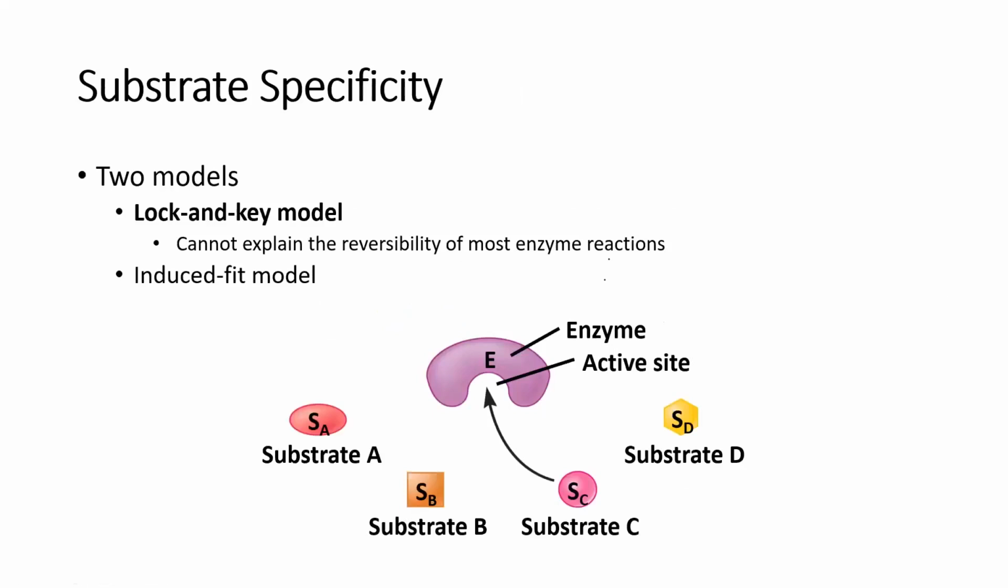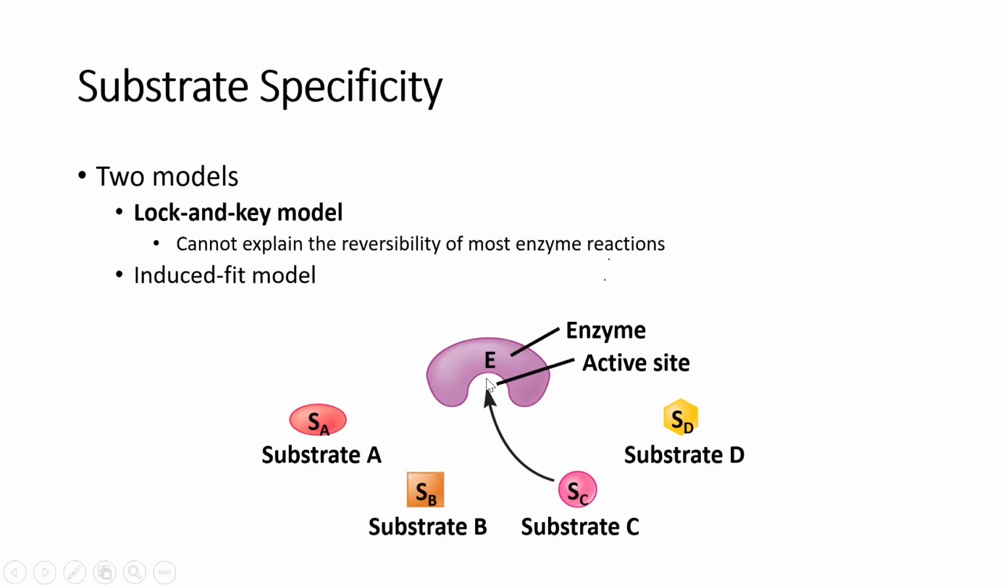So now let's talk about the specificity of an enzyme to the substrate or the reactant. So there are two models that explain how an enzyme is specific to a specific substrate or reactant. The first one is called the lock and key model. So the lock and key model says that an enzyme is like a lock and it has a specific fit. The same way a specific key would fit to a lock, same way the substrate is specific for that enzyme. Now there's a problem with this model in that it doesn't explain the reversibility or the bidirectionality of most enzymes.